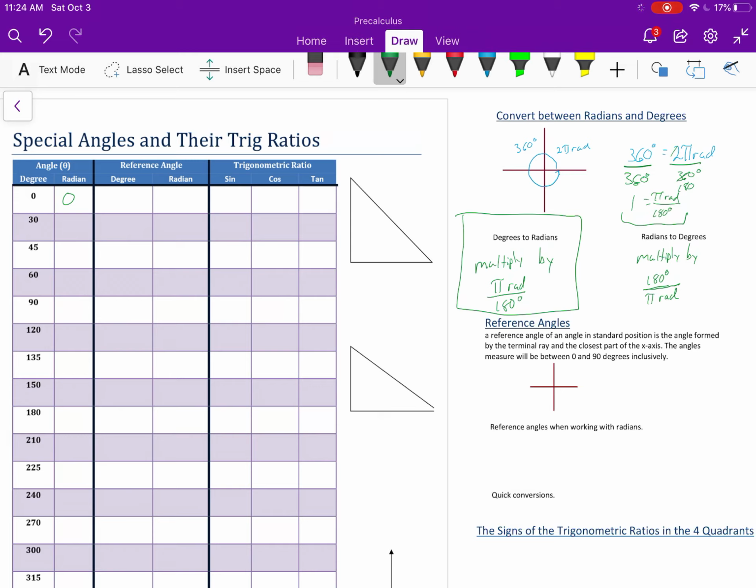For 30 degrees, we're going to try to squeeze a few in here, but not all of them. We're just going to get started. So we have 30 degrees, and we're going to multiply by pi radians over 180 degrees. The degrees cancel. 30 goes into both of these, so we have 1, and 30 goes into 180 six times. So we have pi over 6.